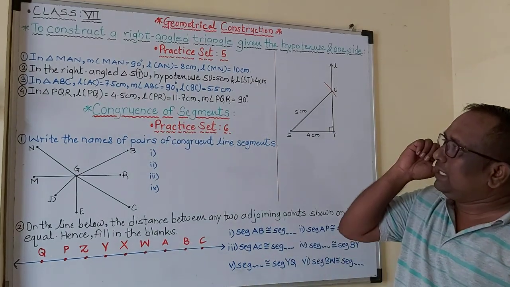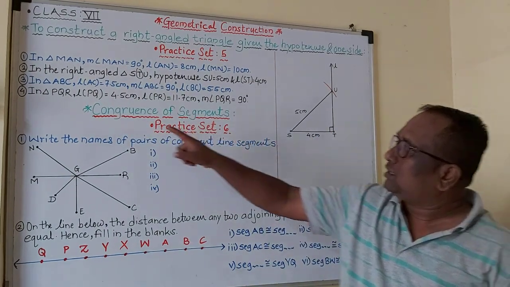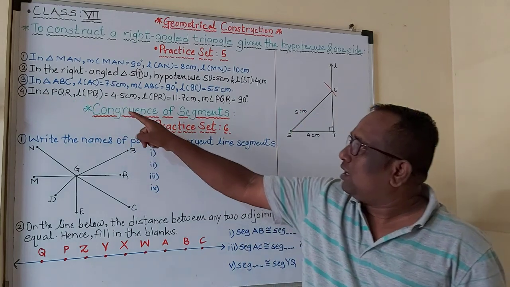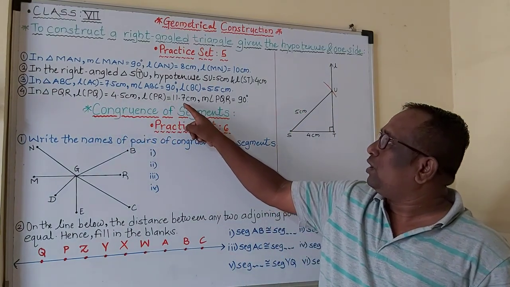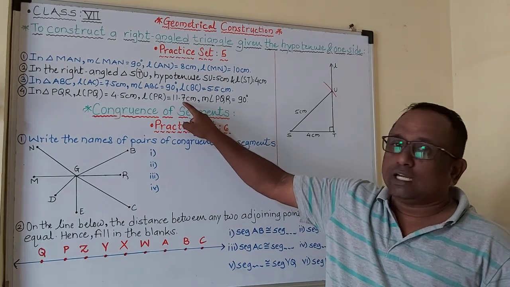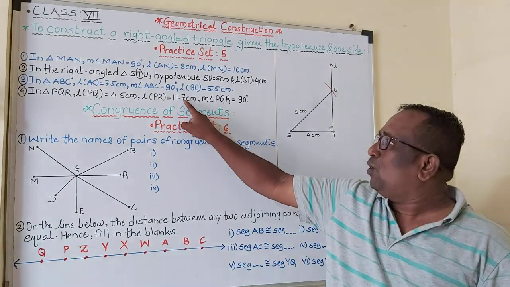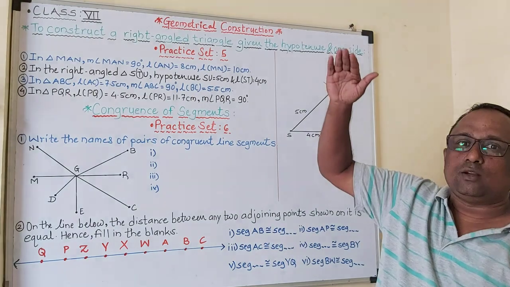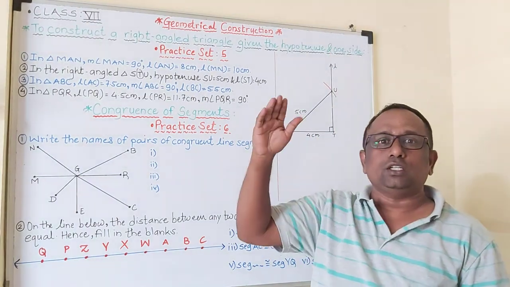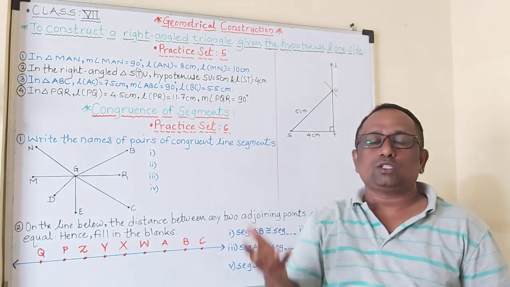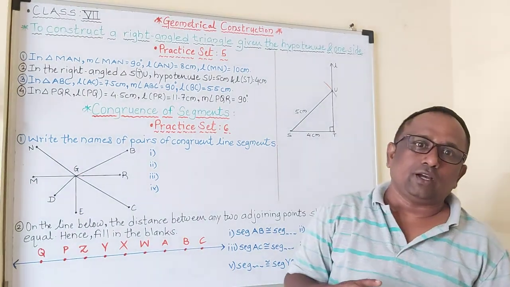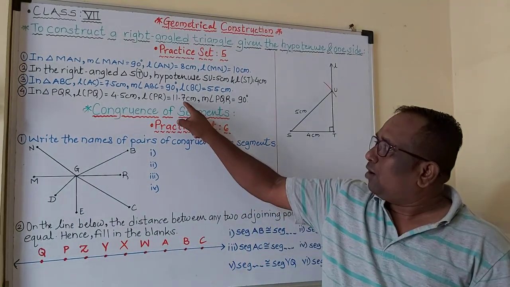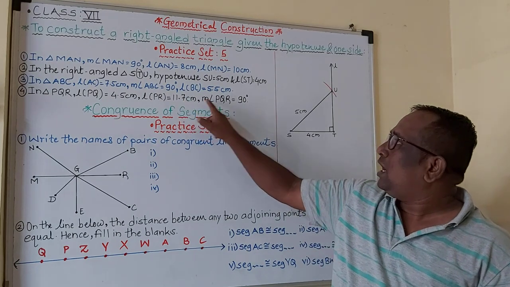Only one here. In triangle PQR, length PQ is 4.5 centimeter, length PR is equal to 11.7 centimeter. Here the distance is more, so your figure also gets more. Don't be afraid. If the distance is more, then obviously your figure is long. So maybe you have confusion whether my figure is right or wrong. So this is absolutely right. Try to draw this, PQR.